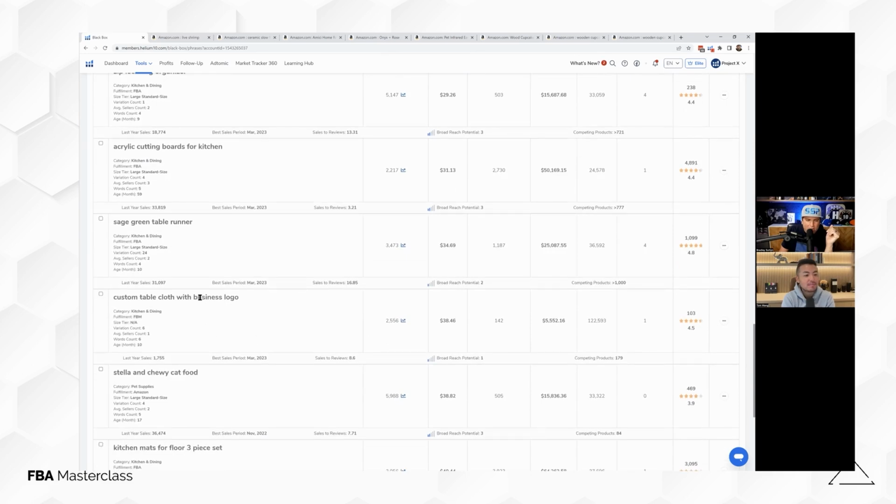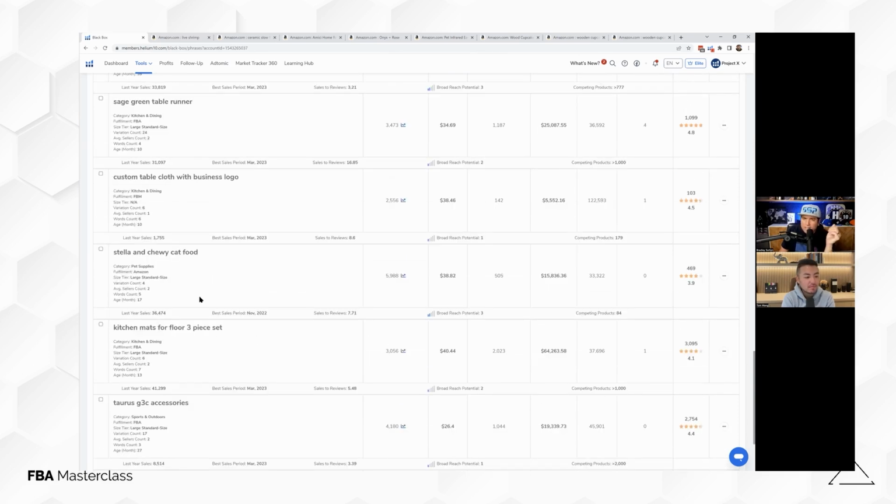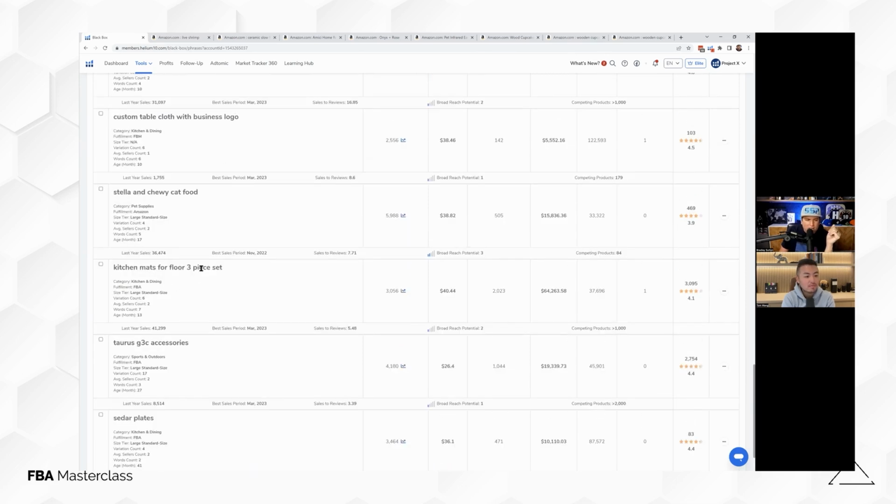Custom tablecloth. There's something called Amazon Custom. Maybe some of you might want to get into that. It's kind of like Etsy almost, the way it works. Kitchen mats for floor.